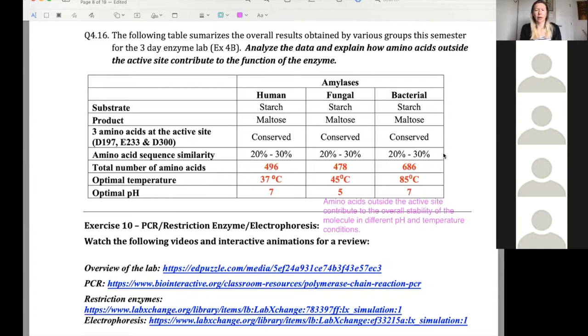If I remember correctly, the bacterial enzyme had more beta sheets because it's at such a high temperature. The fungal amylase has more alpha helices. So the structure is going to change depending on what environmental conditions the organism lives in.